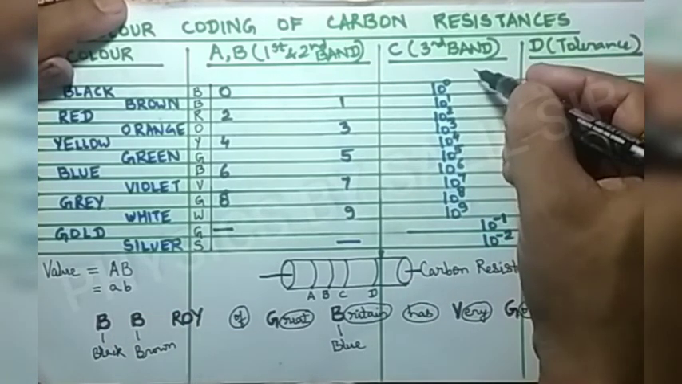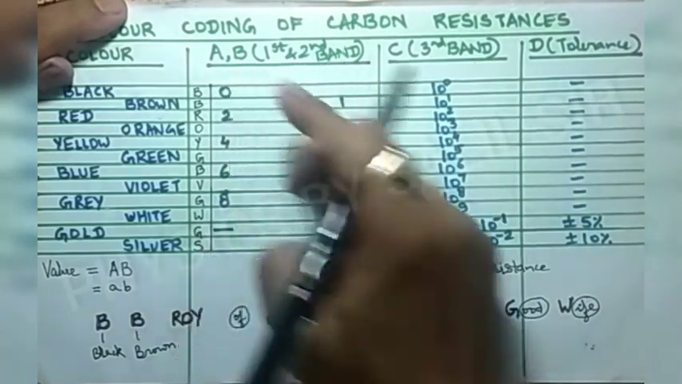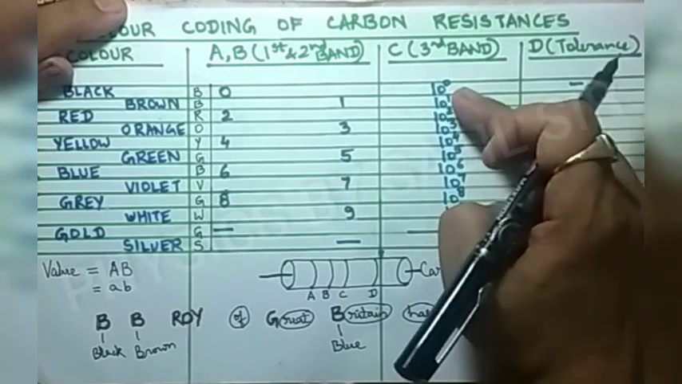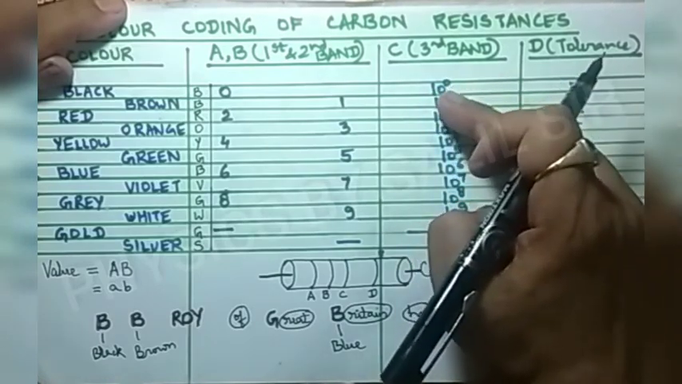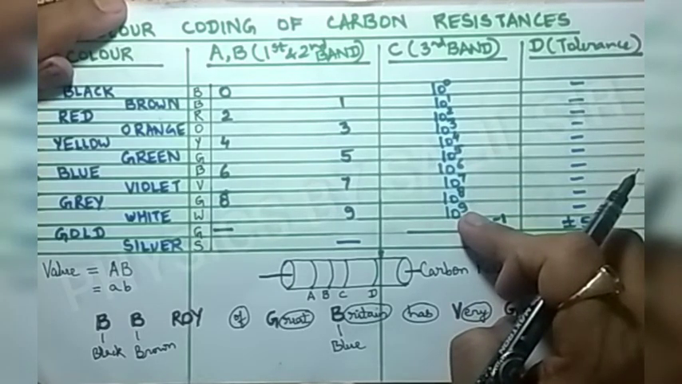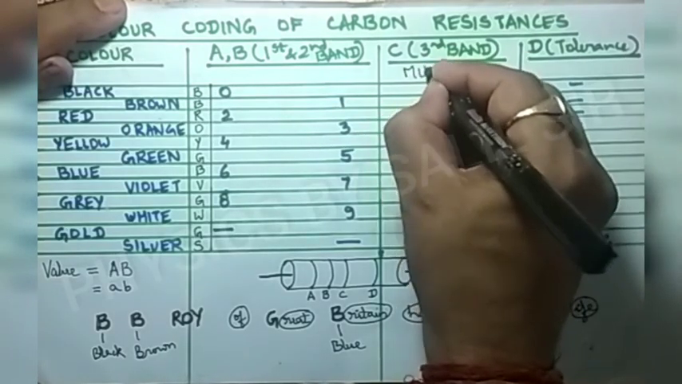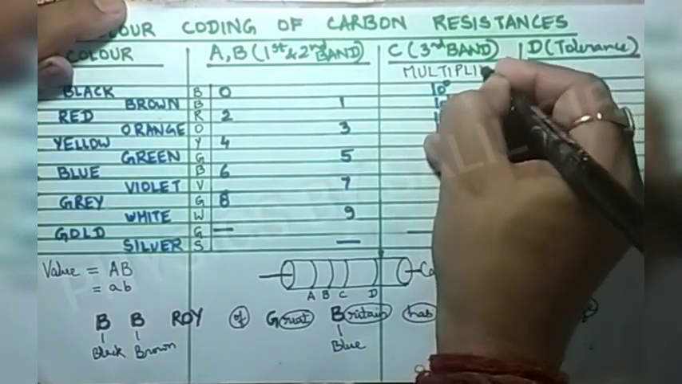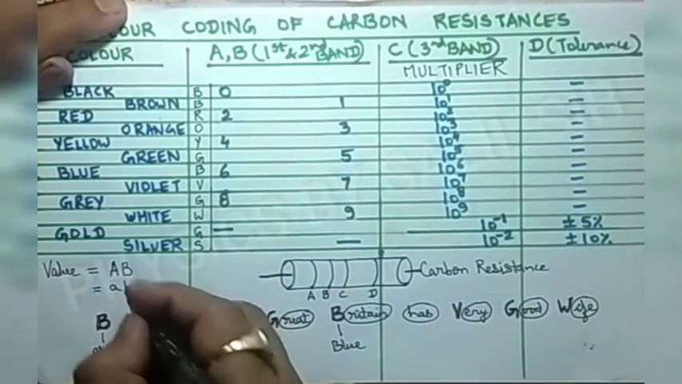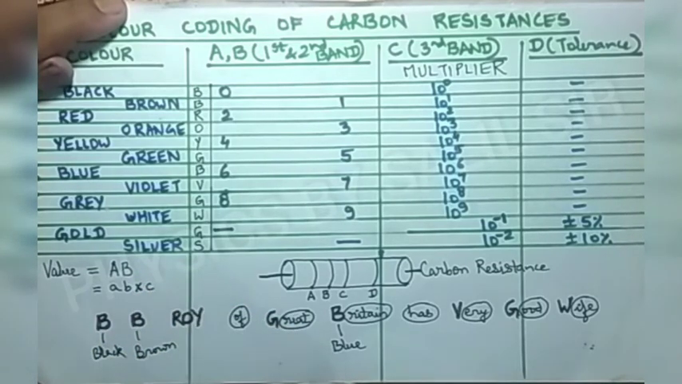And now the third band is the multiplier. Multiplier means whatever we have written from 0 to 9 should be written in the form of 10 to the power, that is, it will start from 10 to the power 0 and end at 10 to the power 9. So this will be the third band. So we can say that the third band is the multiplier band, meaning we will multiply AB with the third band. There should be the sign of multiplication.